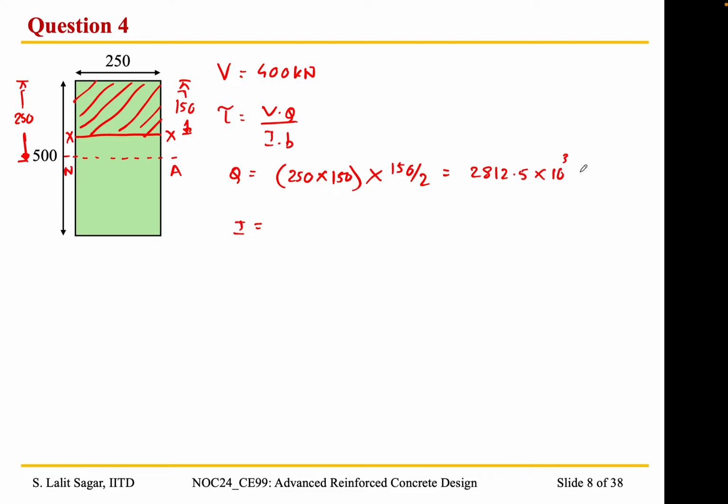10 to the power 3 millimeter cube, and I is, as we know, for a rectangular section, b d cube by 12, that is 250 by 12. For the I we need to consider the entire depth of the cross section, and this would be 2604.1. Yeah, thank you.